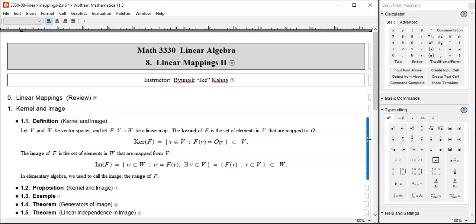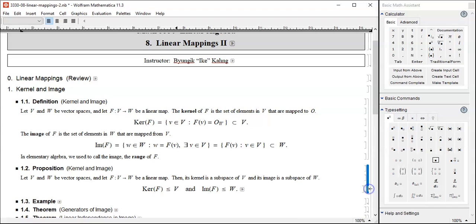Okay, let's go over to the next topic. We have to prove that kernel, which is a subset of V, is a subspace. And then we have to prove that image, which is a subset of W, is actually a subspace. So let's go ahead and prove those.